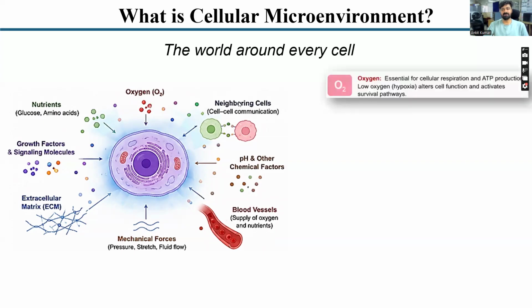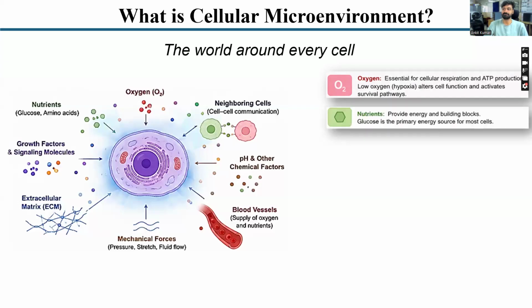So let's start with the first component, that is oxygen. Oxygen is very essential for cellular respiration and ATP production. When there is a low oxygen condition, that is called hypoxia. I'll discuss hypoxia in a later lecture in a very detailed way. Hypoxia basically alters cell function and activates survival pathways. This is very dynamic, it will change, right? In the next slide, you will see the cellular microenvironment is dynamic in nature, and why it is dynamic, we'll explain in detail.